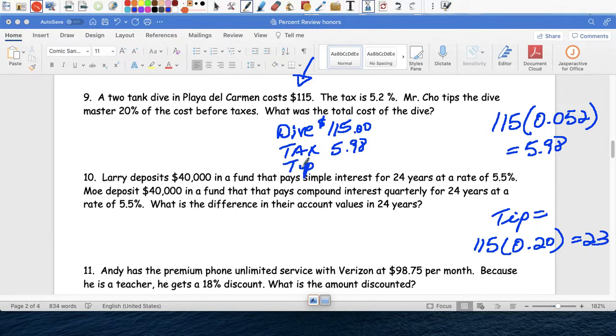When you add those three, it will give us the amount that we spent that particular day. So the total that I'm spending is $143.98. Okay.